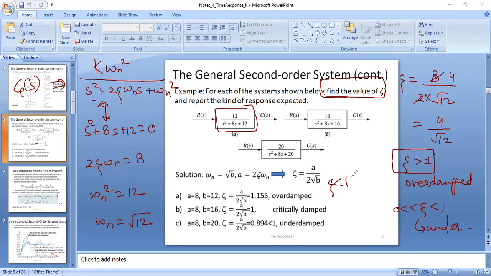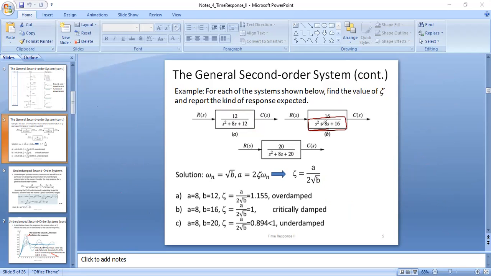If it is less than 1, sorry, if it is equal to 1, then the system is critically damped. So this is very simple. Now this is your question.